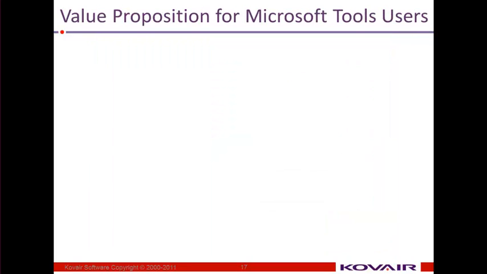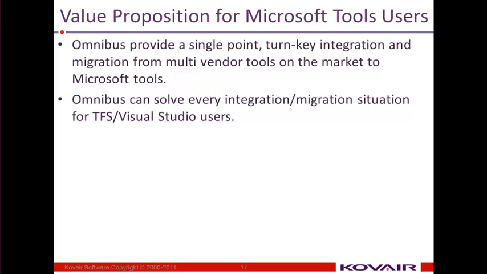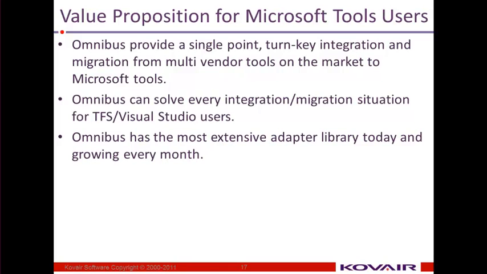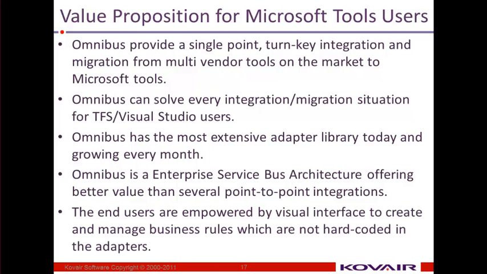So what is the value proposition for the Microsoft tools users? First of all, Omnibus is a single point turnkey integration for multi-vendor tools, as we have shown today. And it can solve every integration and migration situation you may be facing today. We have the most extensive adapter library today. There is no other technology in the market which has got so many adapters and the enterprise service bus. As we mentioned, it is an enterprise service bus, so it is much superior to the point-to-point integration available from other vendors. And finally, we empower the end users to use the visual interface to create and manage all the business rules.